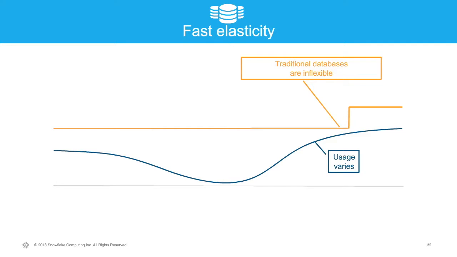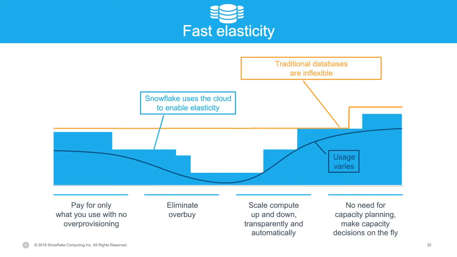Snowflake's flexibility really allows you to take advantage of the elasticity in the cloud to make sure that you can match your usage to your requirements. So you pay only for what you're using, so you don't have any over-provisioning, you don't overbuy, and you can scale compute up and down. It can be transparent and automatic, so there's always the capability there to deal with the usage when you need it. You don't need to do lots of capacity planning, and you can make those decisions on the fly to really get the optimal return from your investment.